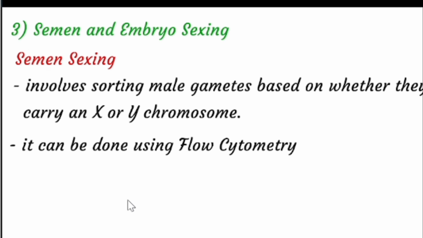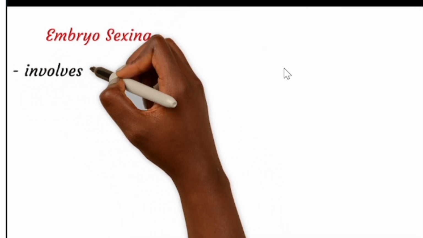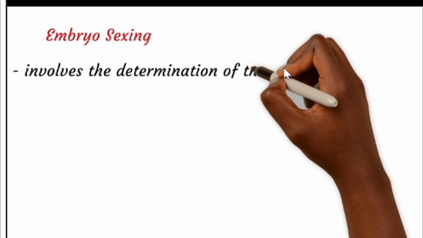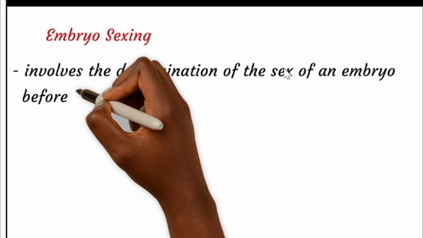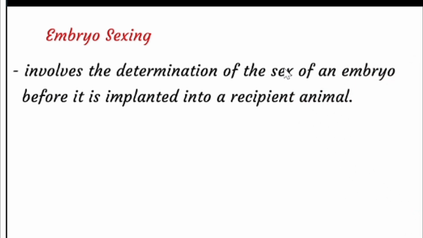Once they are stained, when you pass them through a laser beam, the X chromosome is going to emit a stronger fluorescent signal than the Y chromosome, because it is bigger and contains more genetic material than the Y chromosome. So let's look at embryo sexing as one of the reproductive technologies. What is it about? It simply involves the determination of the sex of an embryo before it is implanted into a recipient female animal.